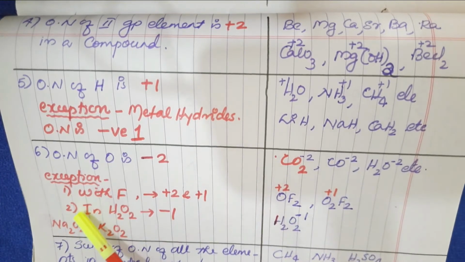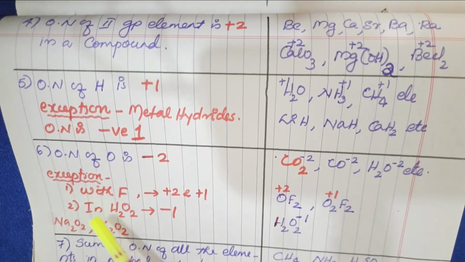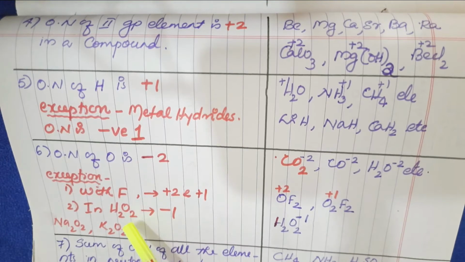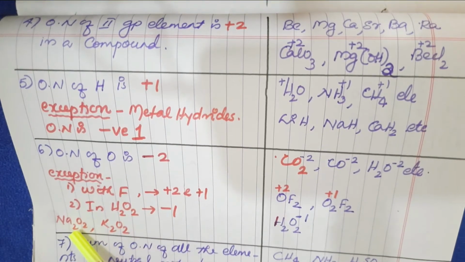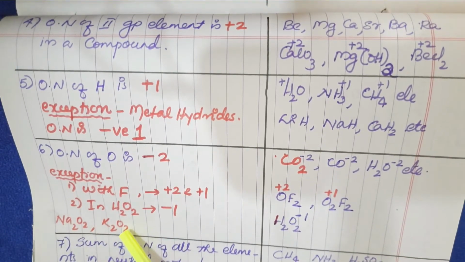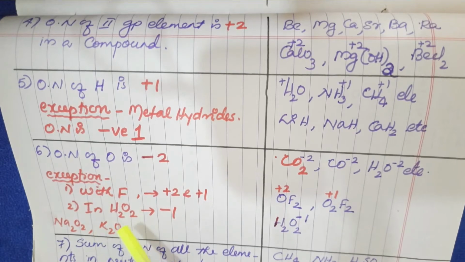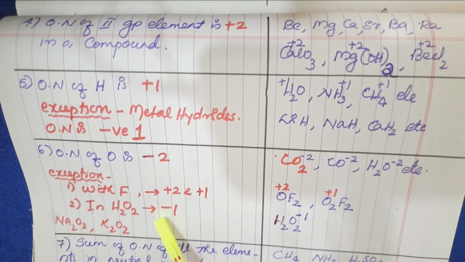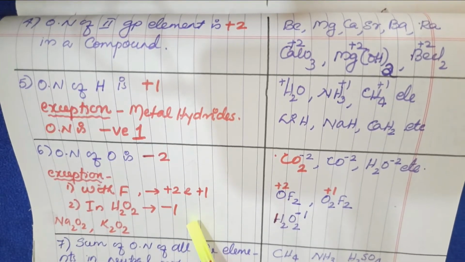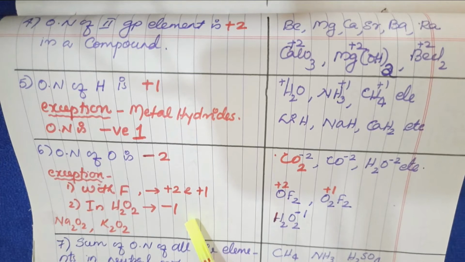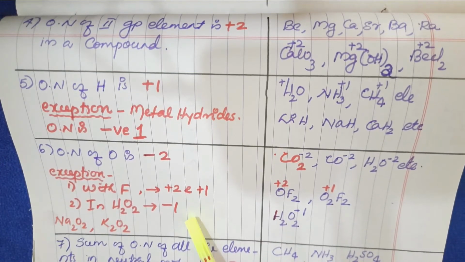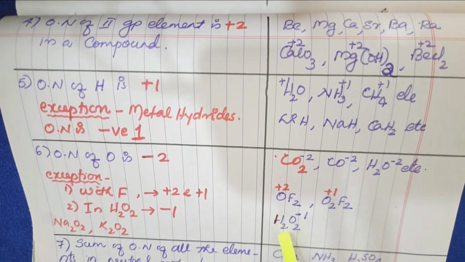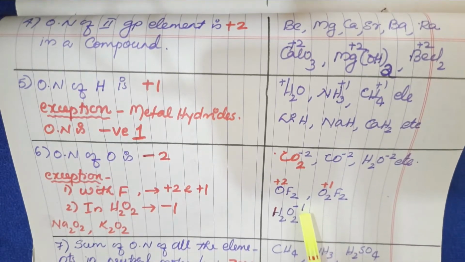Then the second exceptional case is in the case of peroxides, that is hydrogen peroxide, sodium peroxide, potassium peroxide, that is H2O2, Na2O2, K2O2, etc. The oxidation number of oxygen is -1. Remember, in peroxides, what is the oxidation number of oxygen? It is -1. See here, in the case of H2O2, the oxidation number of oxygen is -1.